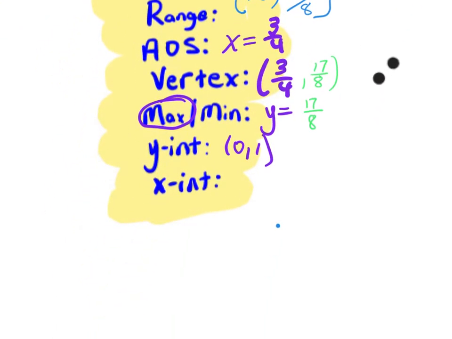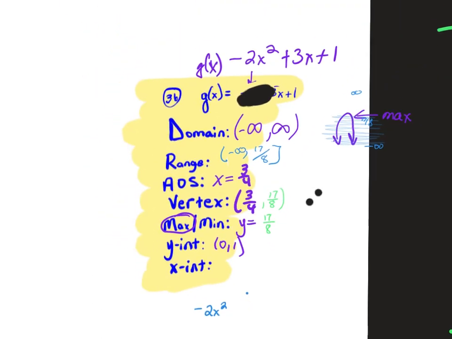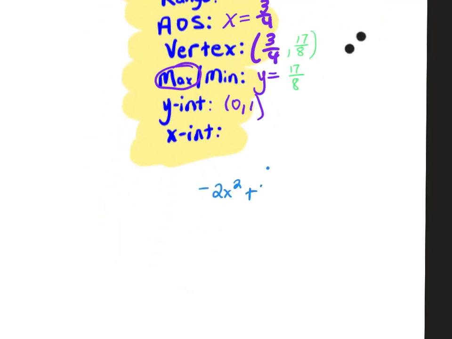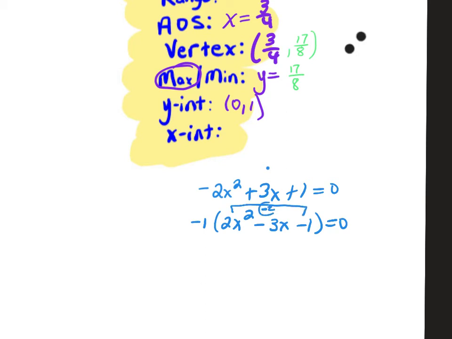So if I take my original equation, which is negative 2x squared plus 3x plus 1, and set it equal to 0, the first thing I would tell you guys to do is take out that negative. So you're left with 2x squared minus 3x minus 1 equals 0. If you try to factor this, you need factors of negative 2 that multiply to give negative 2 but add to give negative 3. That does not work. You will not find any.